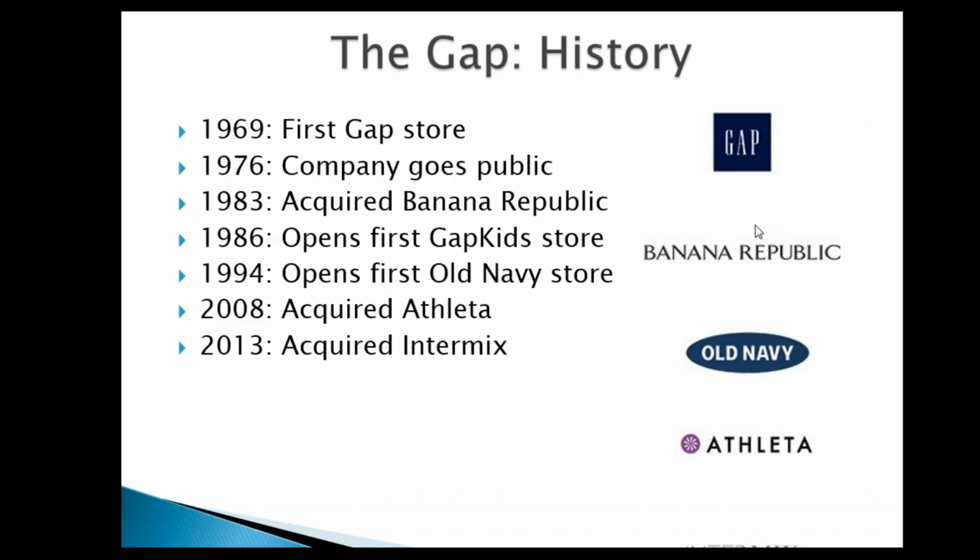And then you can see there wasn't a lot of activity from 94 to 2008. I worked there from 97 through 99, so kind of the height of Old Navy. Lately they've been acquiring a couple of other brands called Athleta and Intermix. Athleta is athletic wear, workout wear, and Intermix is mostly women's designer clothing. It was a chain in New York that they bought.